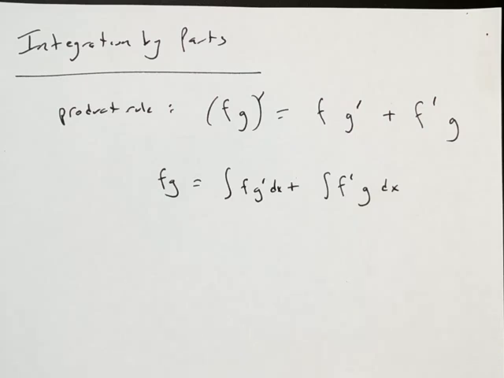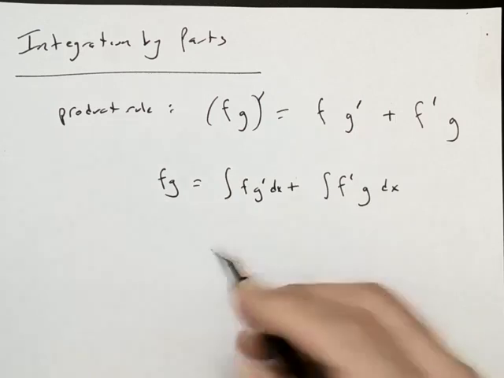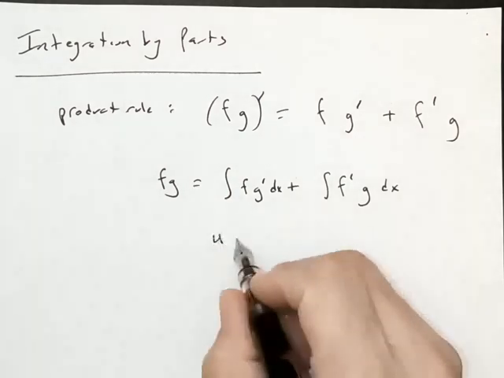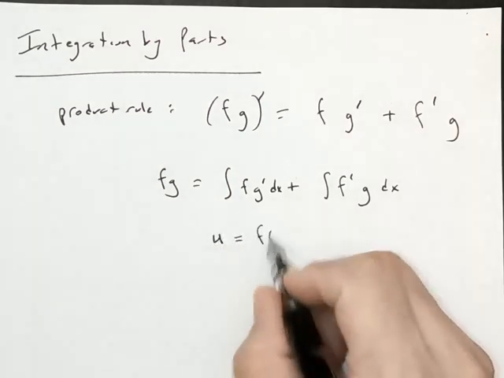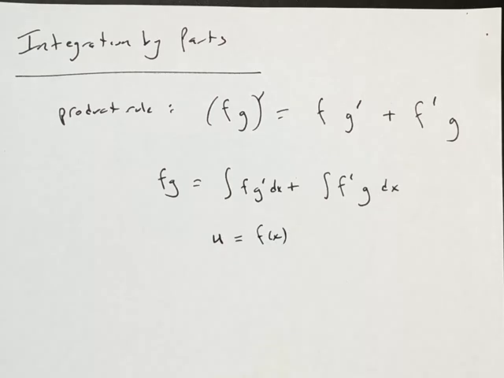I start thinking about substitutions again. If we were going to do a substitution, I'd say u equals some part of this, right? Some part of this over here would be a u. And then I'd take the derivative of that. So what if I said, well, u is going to be our f of x? Well, what's du?